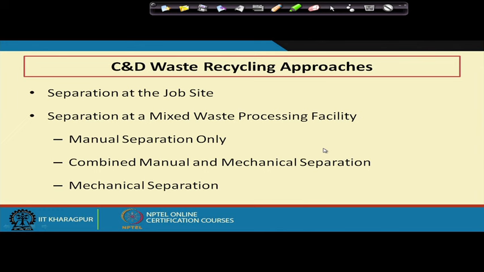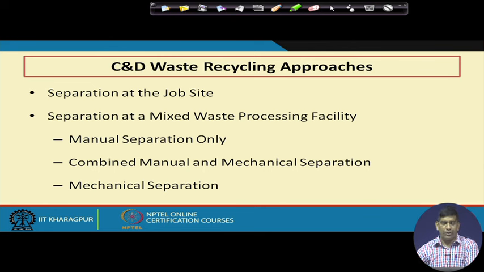So in terms of recycling approaches, you can do the separation at the job site, very similar to MSW management, what we said, separation at source. So here also separation at the job site. That is one possibility. If that's a problem because the job site is very small and you don't have space to keep different types of trash cans, the next thing you can do is separation at a mixed waste processing facility. So you take it to a mixed waste processing facility and you separate it over there.